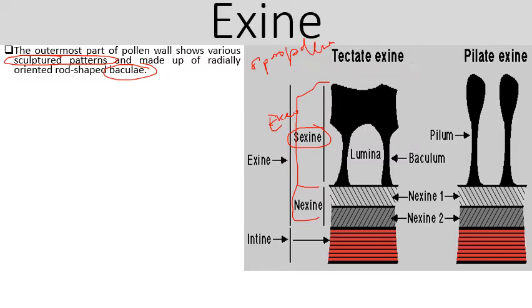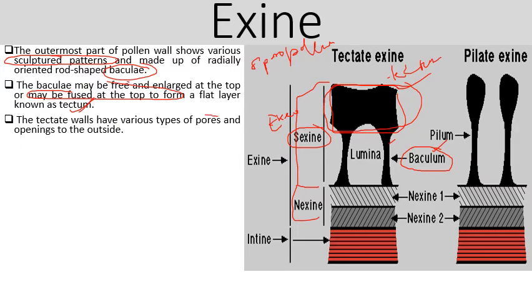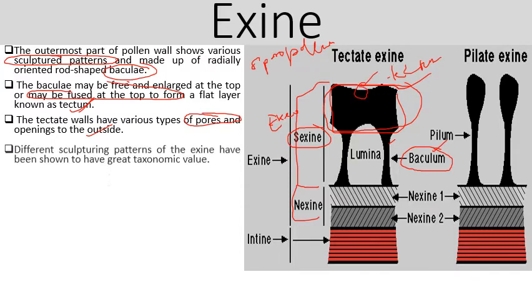So the outer portion consists of rod-like structures called baculum (baculae is the plural), and they also have a flat plate-like structure present over the baculae, which is called tectum. The baculae may be free and enlarged at the top, or may be fused at the top to form a flat layer known as tectum. The tectate walls have various types of pores and openings to the outside. So there may be some pores and openings on top.